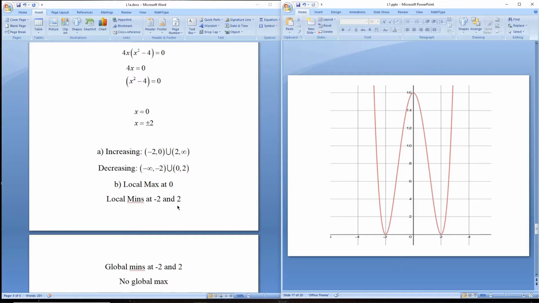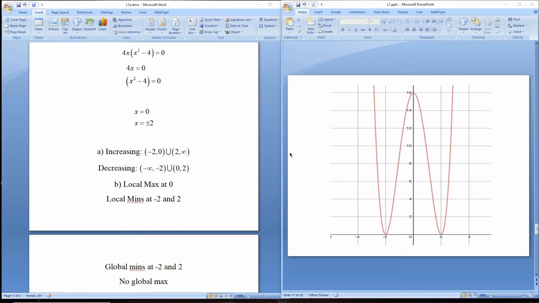Now what about our locals? Well, sure enough, here's a local max at 0. And here's a local min at minus 2 and 2. We can see the end behavior goes off to positive infinity. The endpoints go off to positive infinity, so there's no global max. And our global mins are these local mins then at minus 2 and 2.